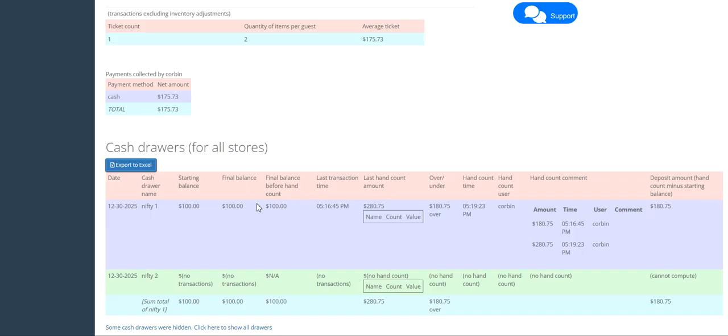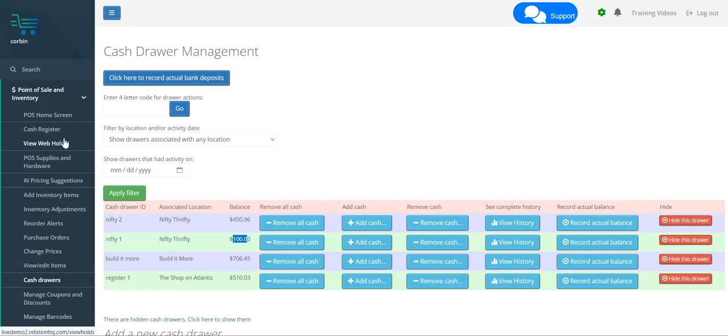So notice that every time I've reported a hand count, it's reset the balance for me. So what a cashier might do if they're trying to steal some money is to ring up some sales for the day and pocket that money, but record a hand count so that it resets the drawer back to $100. And then ring up some additional sales.